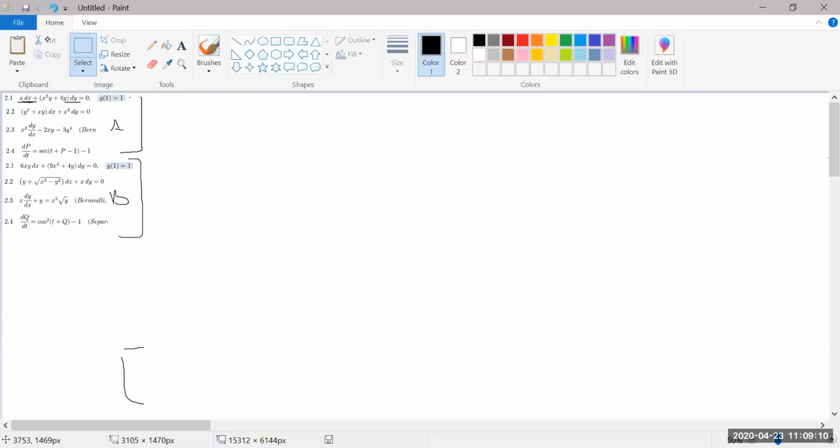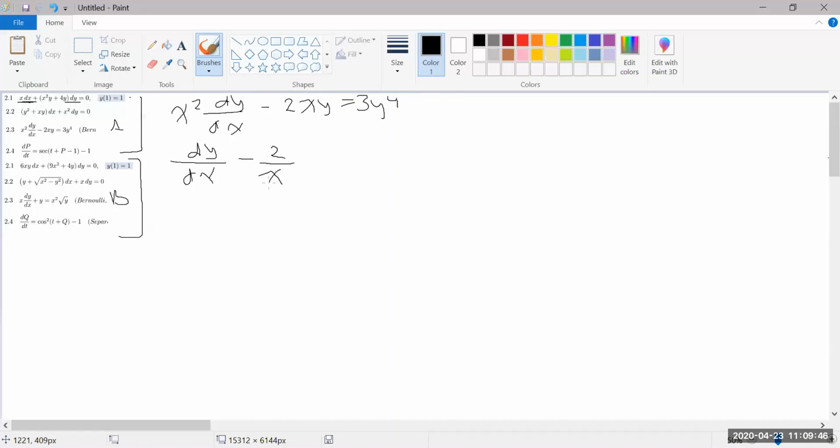Okay, so now let's do the next problem. 2.3 is x squared dy/dx minus 2xy equals 3y to the 4th. And we're told to solve it using a Bernoulli method. To even start with the Bernoulli method, we need to put it into standard form. So we will divide by that first term. So we have dy/dx minus 2 over x times y equals 3y to the 4th divided by x squared.